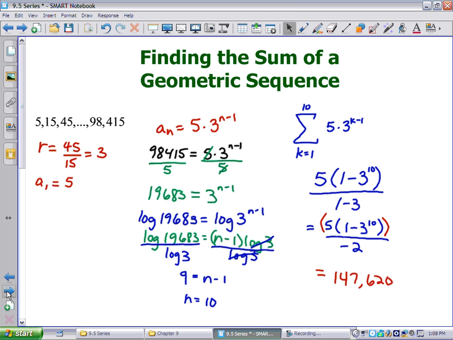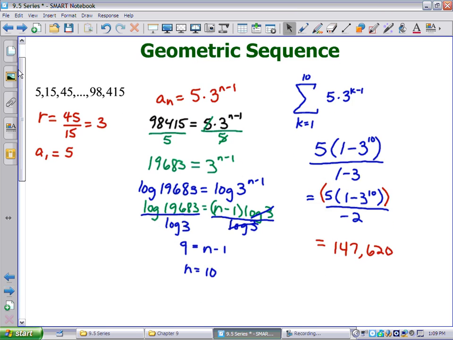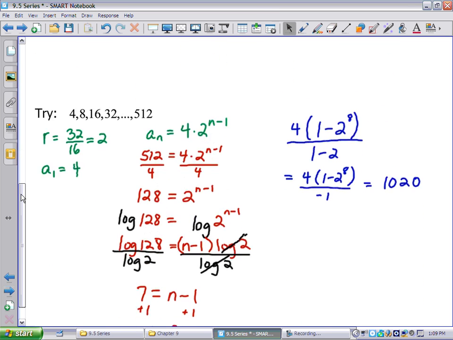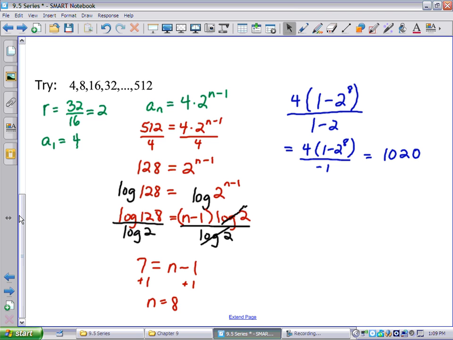Okay, now I want you to go ahead and pause the video, try the problem that I have at the bottom of the page for you, and when you're done, unpause so you can come back and see if you've done your work correctly. Okay, this concludes finding the sum of a geometric sequence.